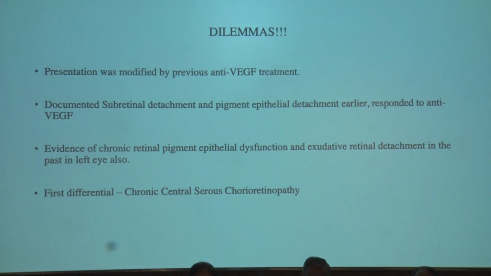So the dilemmas were, when the patient presented to us, he had already undergone a few intravitreal injections. So the presentation was modified when he presented to us. Secondly, there was a documented subretinal detachment and a PED earlier, which responded to anti-VEGF. The evidence of chronic retinal pigmentary epithelial changes in the left eye was also there. So our first differential was chronic CSCR of an atypical variant.